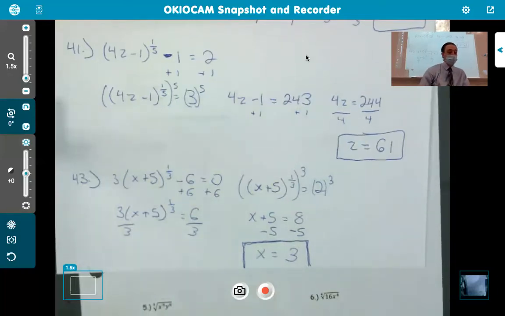43, also you have multiple steps. Remember that 3 in front is not a part of that isolated term, right? So we need to divide both sides by 3 in order to get that entirely by itself, all right? Are there any questions about 41 or 43? For 41, you should have got z is 61. For 43, you should have got x equals 3. Any questions at all about this homework assignment?